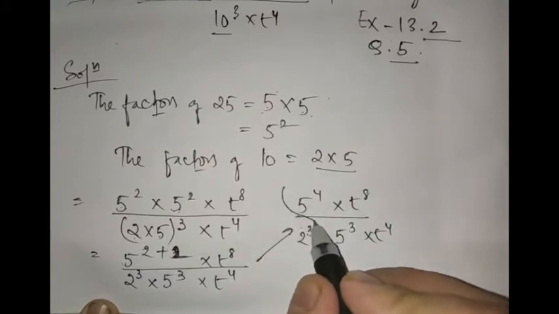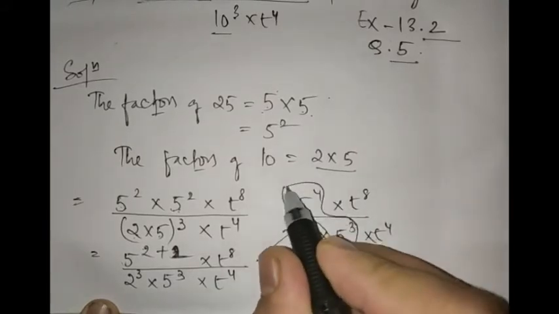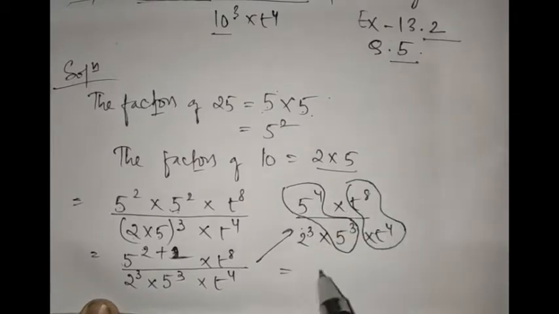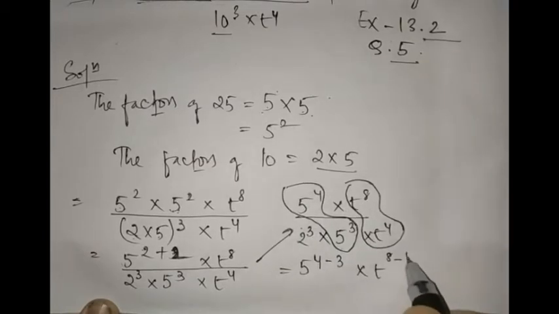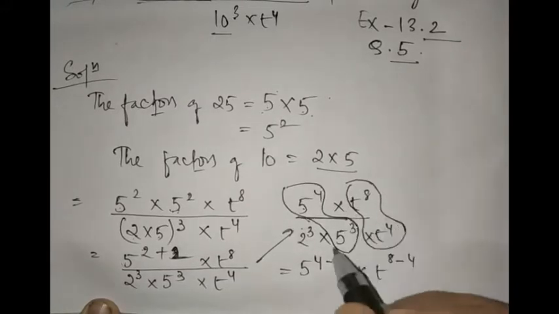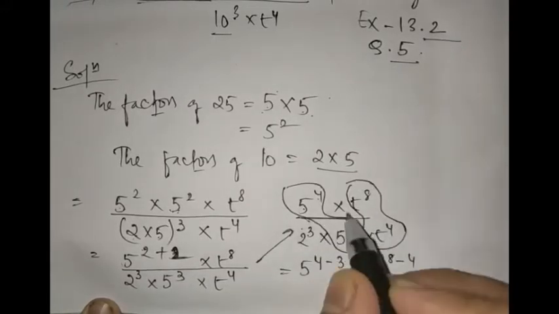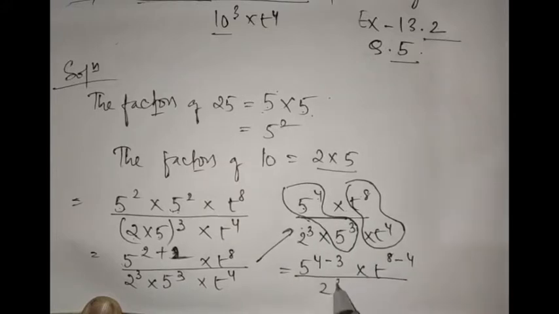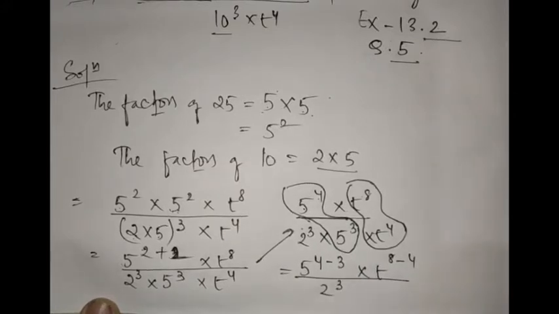Now you can see you have the same base and you can do the division here, and the division sign is there, right? So 5 to the power 4 minus 3 into t to the power 8 minus 4. Why? Because they have the same base and the division sign is there. Then your exponents will be subtracted, right? 4 minus 3. Similarly, the base is there and the exponents will be subtracted. So 2 cube alone is left there.